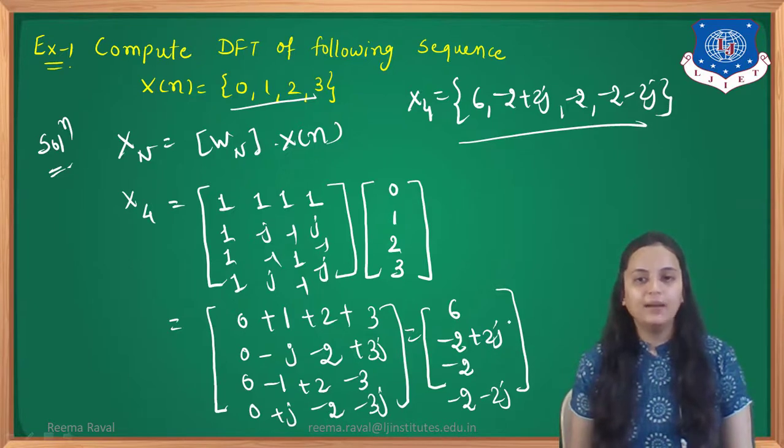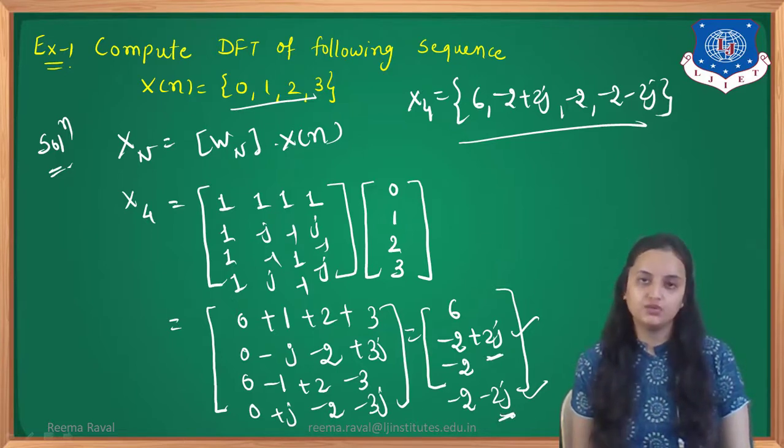Now, in this what happens is the second and fourth terms will always be complex conjugates of each other. That means as you can see over here that the value is plus 2j and this is minus 2j. This property remains the same.